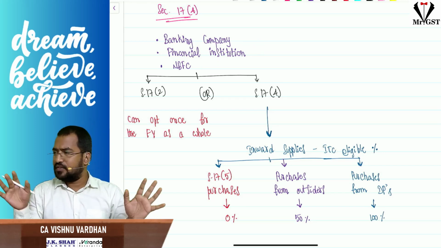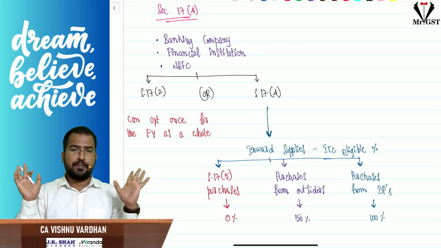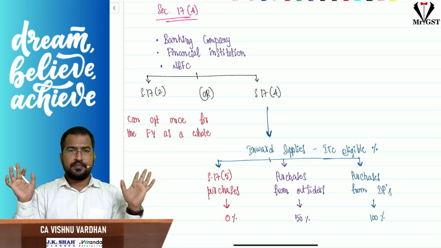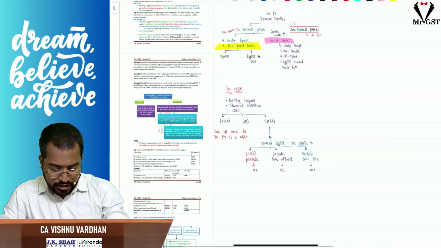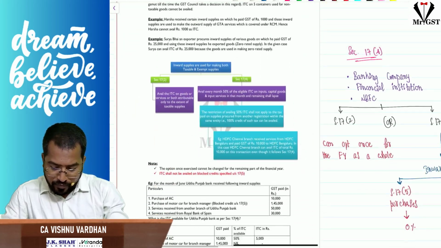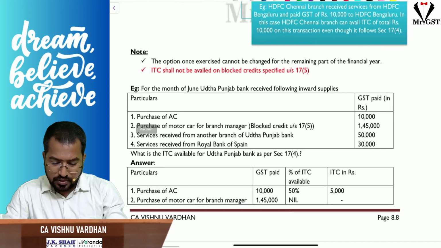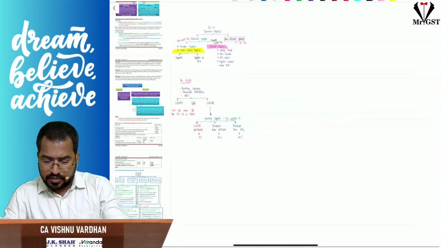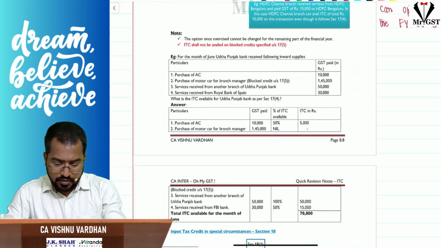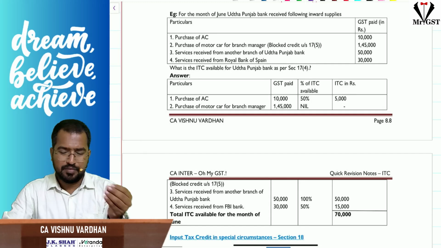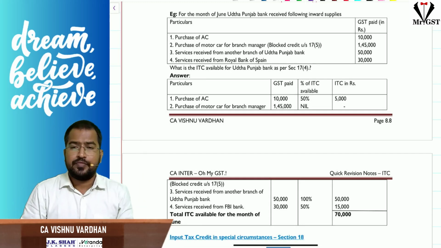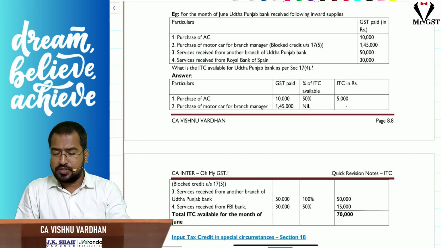So with this we are done with section 17. Simple one. Let us move on to the next section, section 18. There is one small question also on this 17 subsection 4. A small example, so you can just go through that. You can pause the video and go through that. A simple question just for your understanding. That's all.